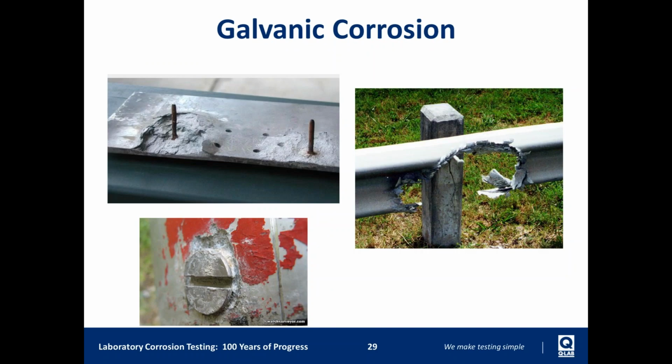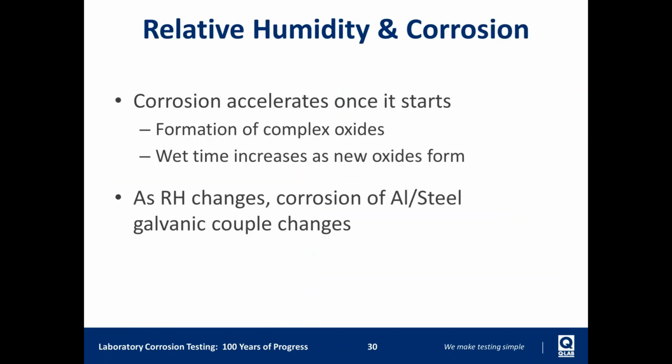Here's a couple of examples showing what happens when you have, say, a steel spike attached to an aluminum bar or a guard railing, and where the corrosion is localized. As you can see, the spike itself is not corroded, but the metal around it has corroded greatly, and this is because of galvanic corrosion.